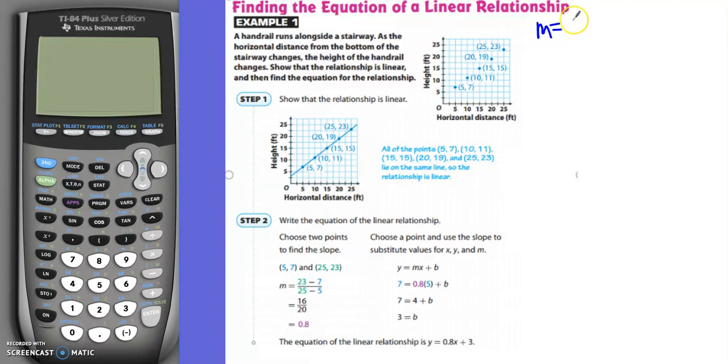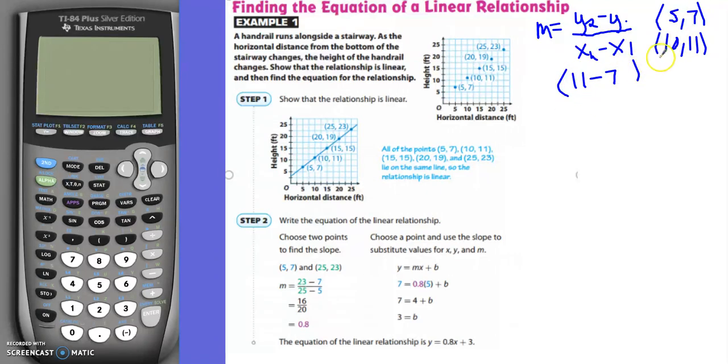Remember, to find the slope of a line, you have to do the change in y over the change in x. So we can pick any 2 points. Let's just pick 5, 7 and 10, 11. The change in y is 11 minus 7, and the change in x is going to be 10 minus 5. So 11 minus 7 gets me 4, 10 minus 5 gets me 5. 4/5 is equivalent to 8/10.